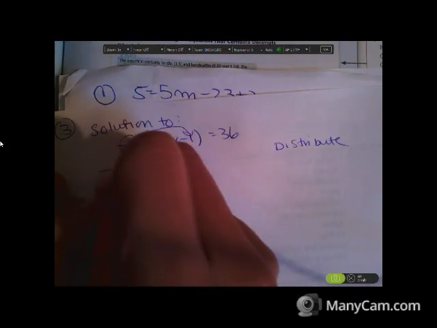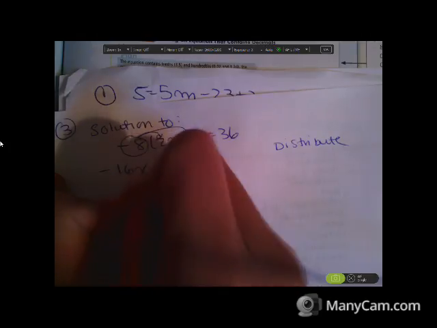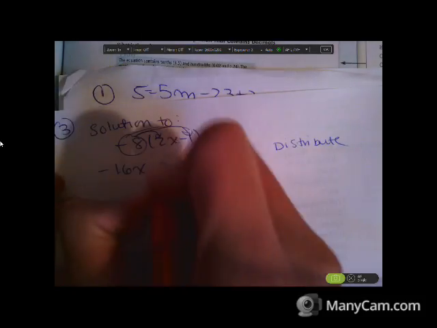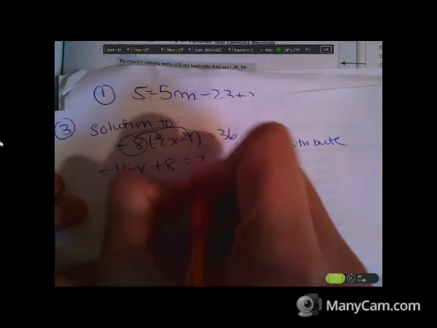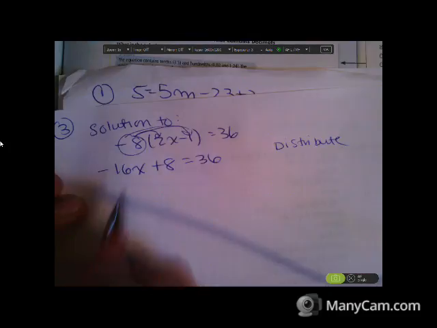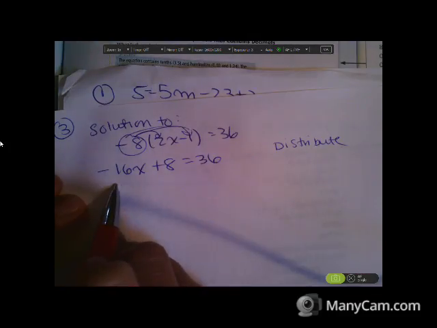So therefore, negative 8 times 2x is negative 16x. Negative 8 times negative 1 is positive 8. So I'm going to do a plus 8 equals 36. So I distributed. Next what I want to do is I'm going to get negative 16x by itself.